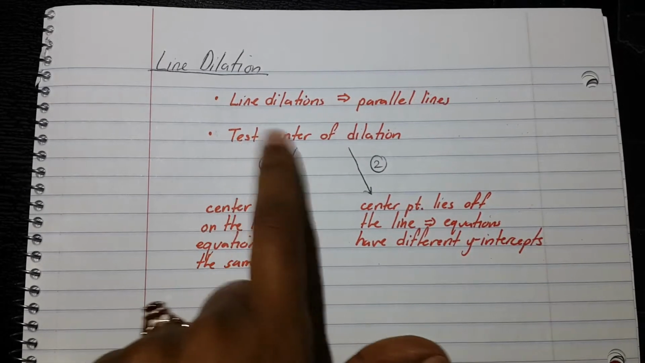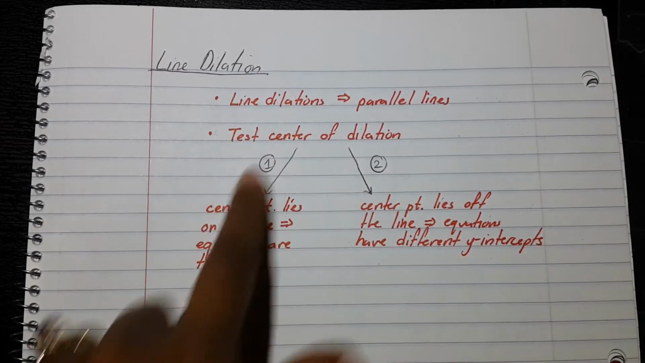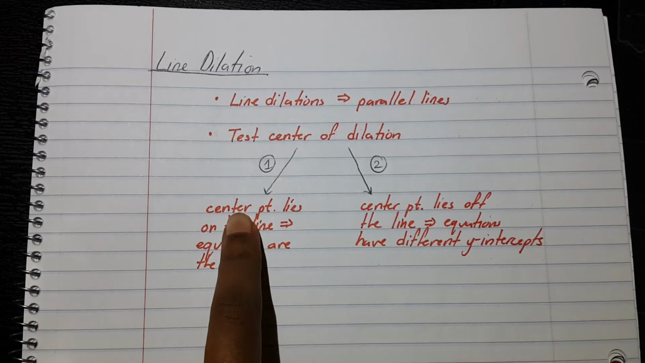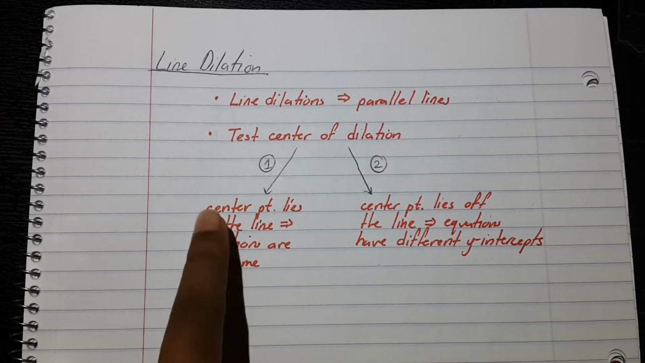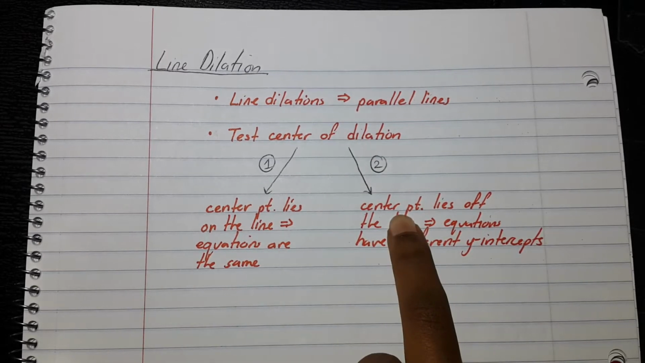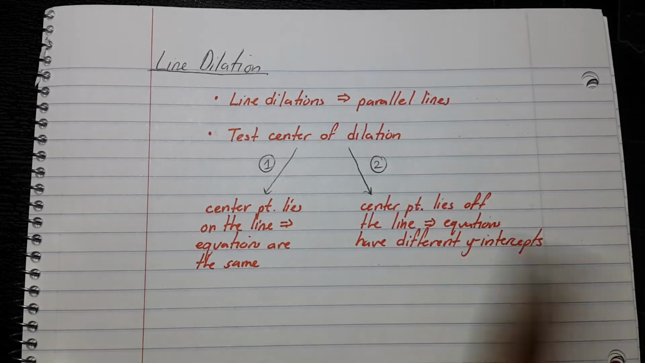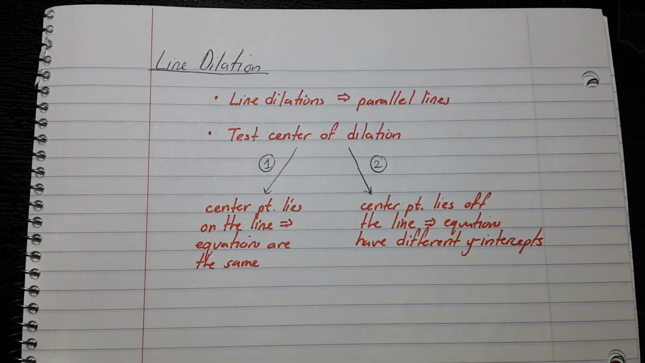The second thing is that you always want to test the center of dilation that they give you, and there are two cases that you'll come across. One is where the center of dilation lies on the line. That implies that the equations are the exact same equation. If the center of dilation lies off the line, that means you need to find the new y-intercept for the equation that you're working with.